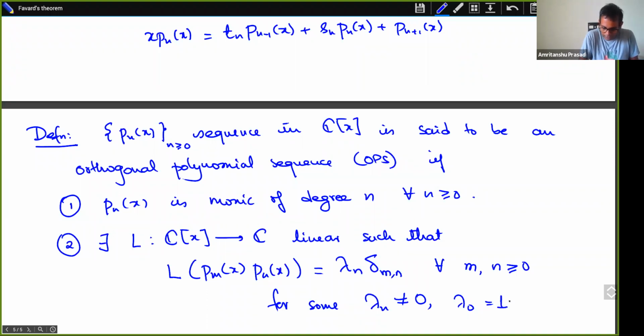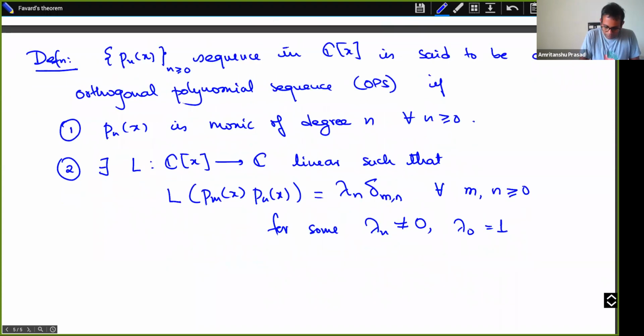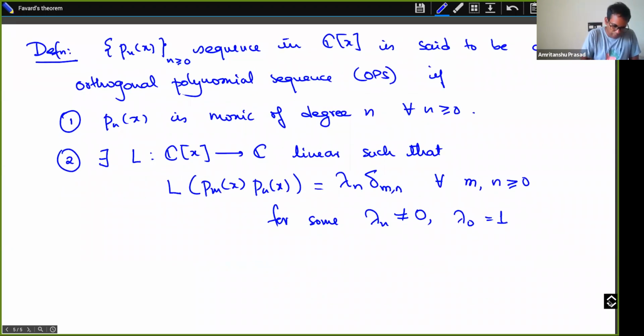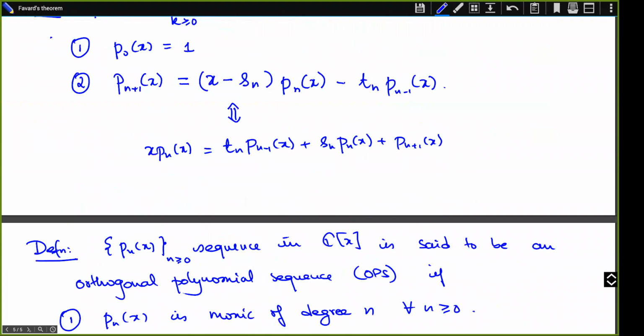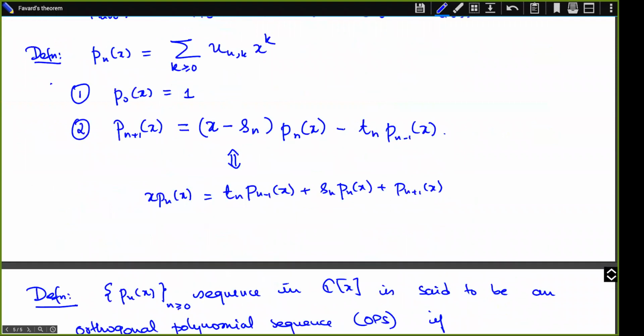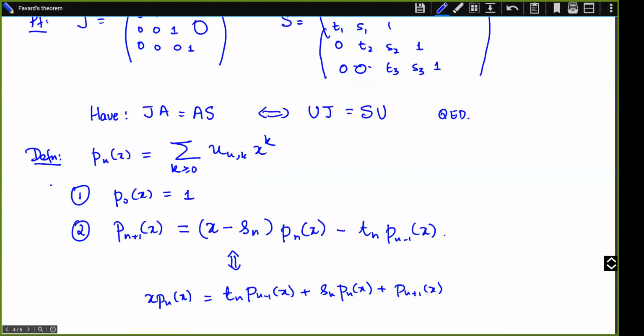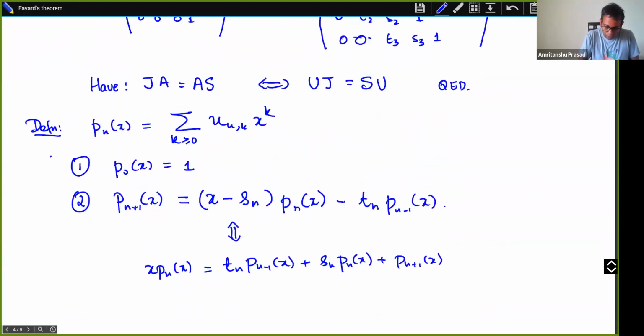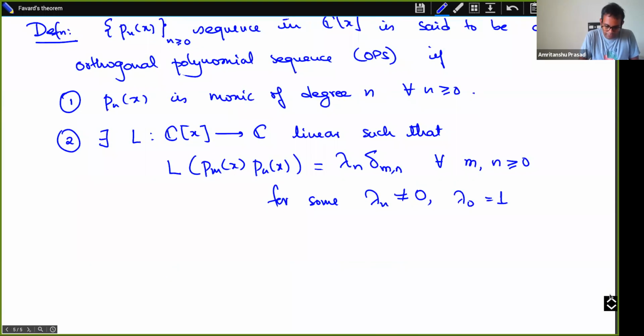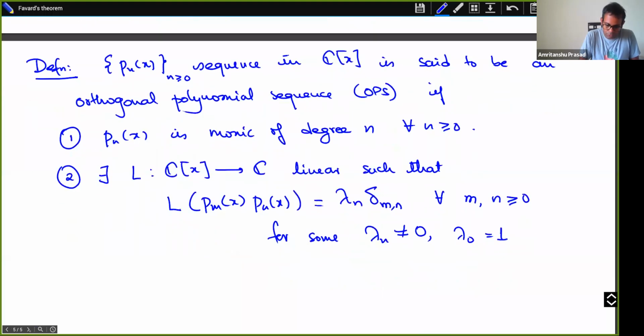Of course, here we are not taking any positivity assumption. We are just doing an algebraic theory. So what Favard's theorem will say is that every such sequence actually arises from this construction, which depends on sigma and tau. What we've done so far is we have also shown the other way around, that given sigma and tau, we can find an L such that our P_n comes from that L. So it goes both ways.